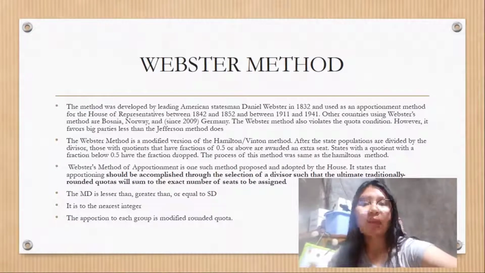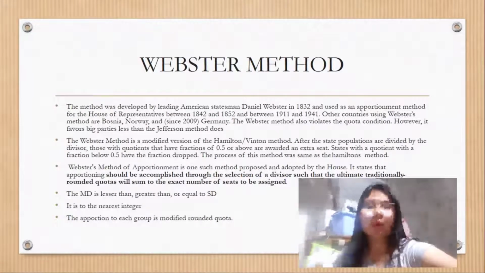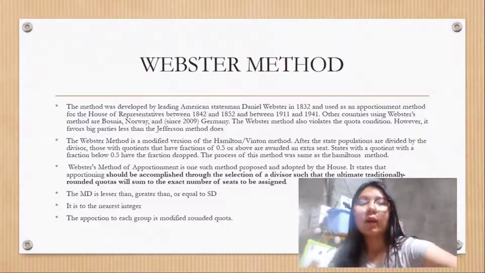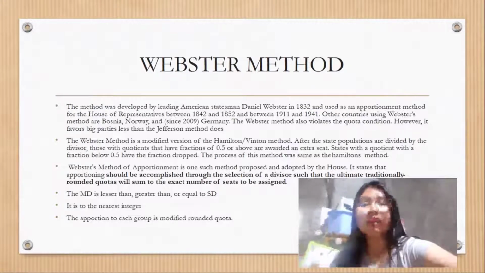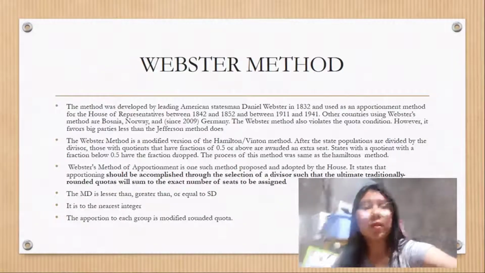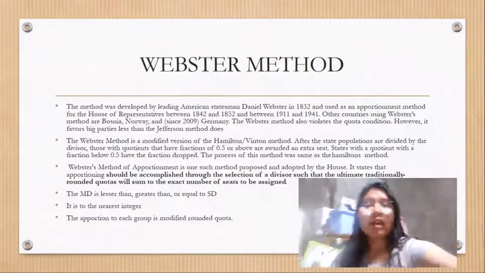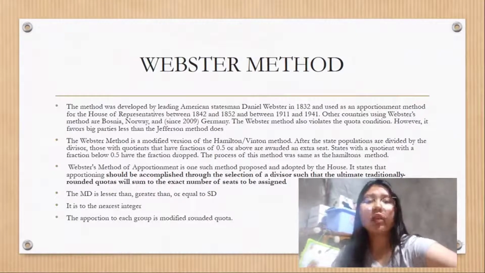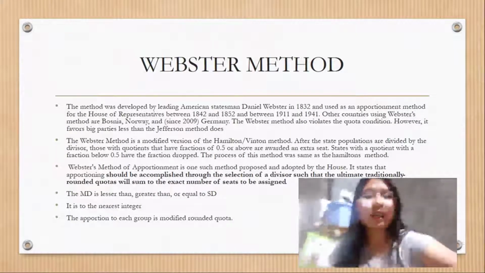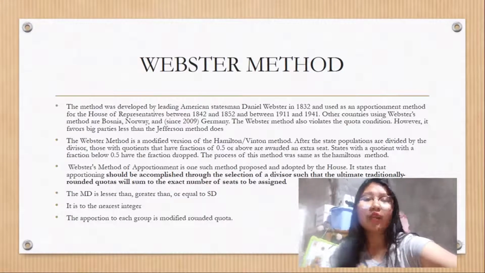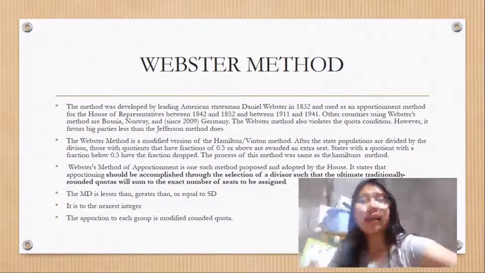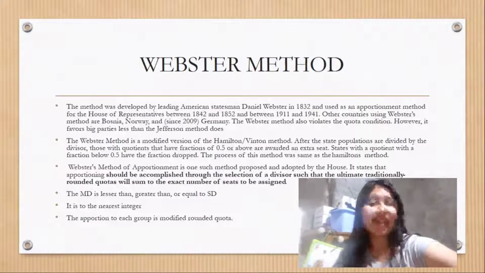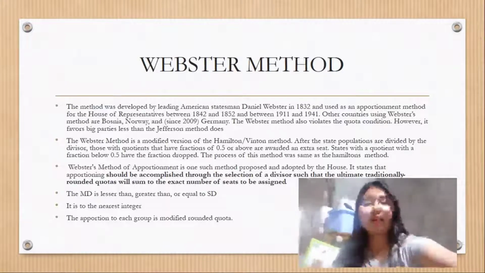The process of this method is the same as Hamilton's method. Webster's method of apportionment is one such method proposed and adopted by the House. It states that apportioning should be accomplished through the selection of a divisor such that the ultimate traditionally rounded quotas will sum to the exact number of seats to be assigned.